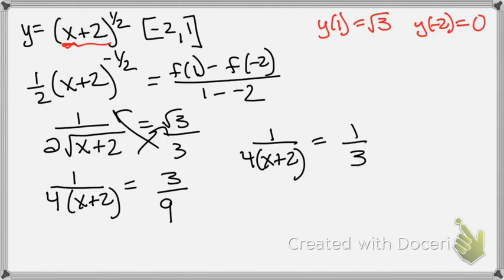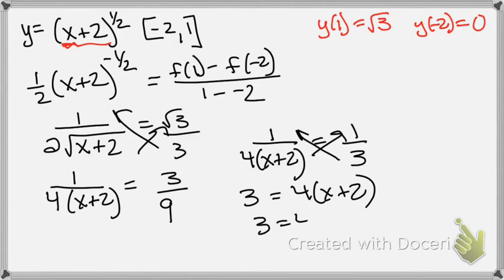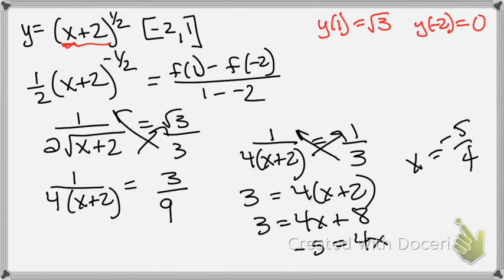And then I'd get this, and now I'm going to cross multiply. Okay? 3 is equal to 4 times x plus 2. Distribute and solve. Kind of easy from there. Subtract 8. So x is going to equal -5/4. Make sure that is within the interval.